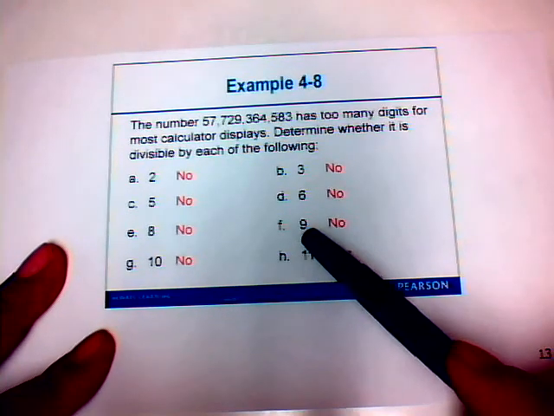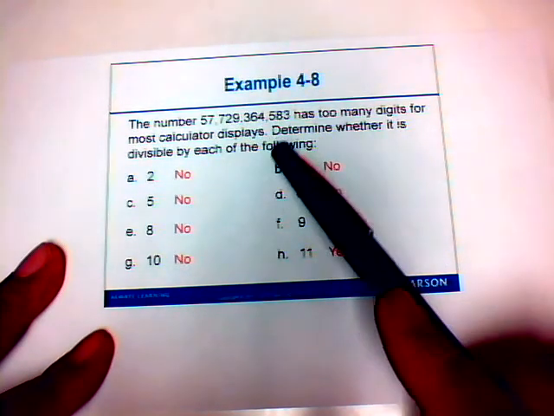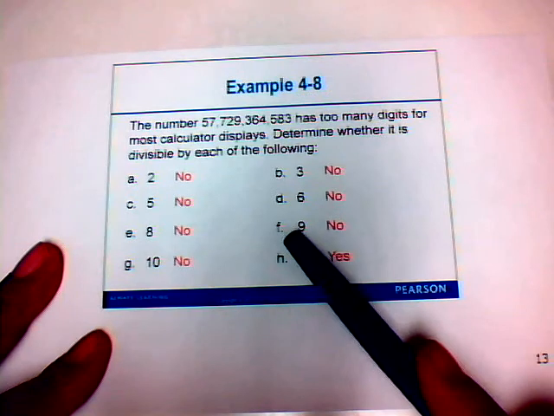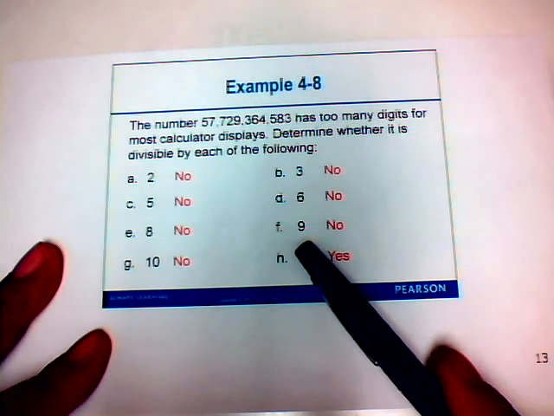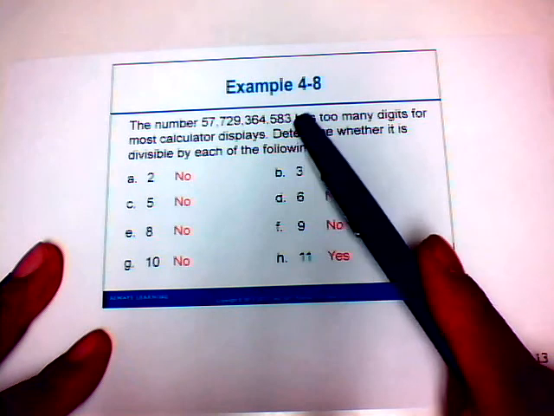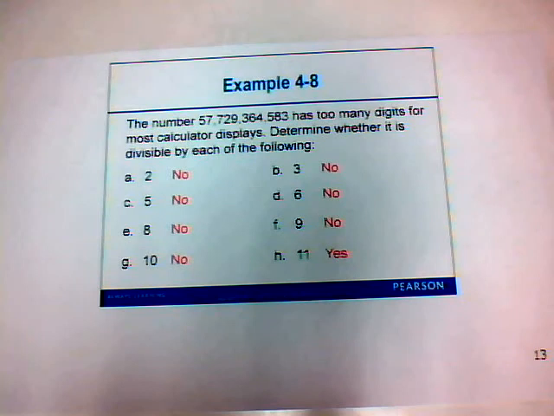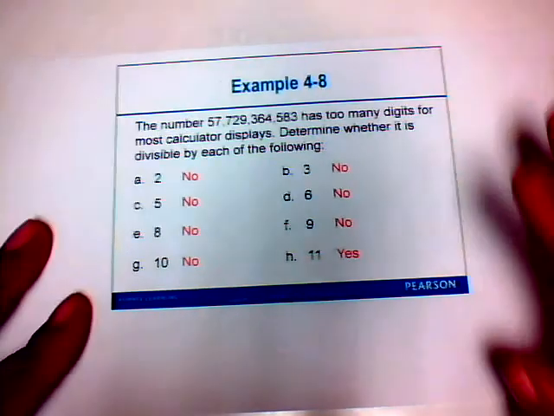Part F. Is it divisible by 9? Again, the answer is no, because the sum of the digits was 59, and it's not divisible by 9. What about by 10? It must end in 0. It doesn't, so it's no. What about 11? Here's how it's divisible by 11.